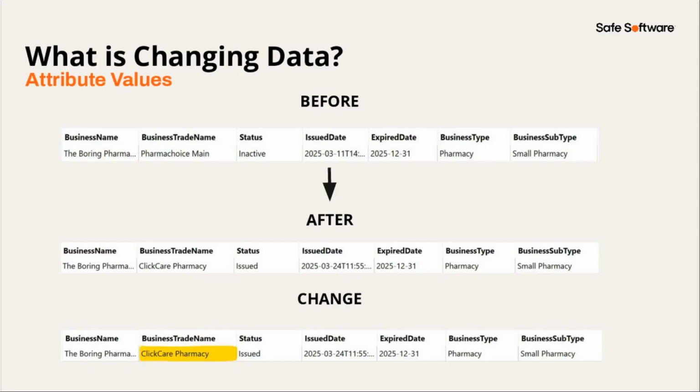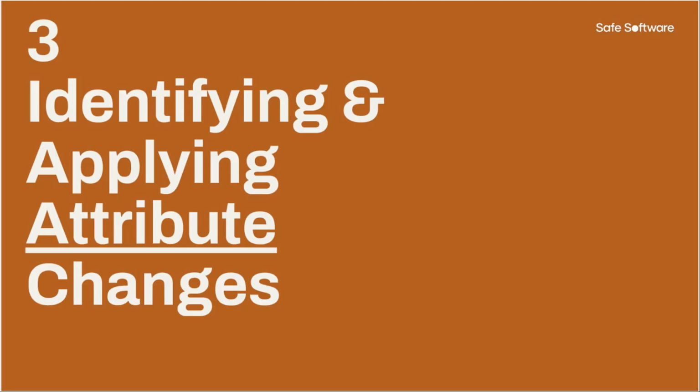What is changing data? When we are speaking about changing data, we are looking at adding, modifying, or removing attribute values from a data set. You can see on the slide that we have a before and after with the change highlighted. So as you can see, the business trade name was the change. Emma will dive deeper into this topic, and will take it away with identifying and applying attribute changes.